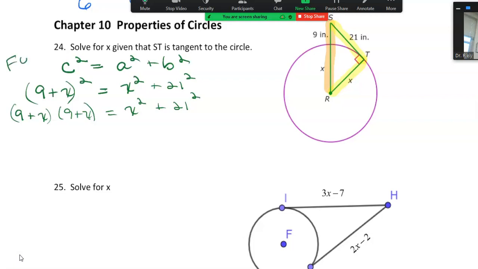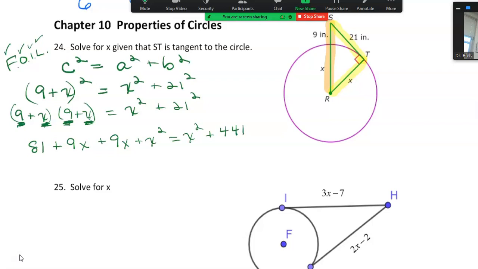So we're going to FOIL, and I have given you a practice sheet on this, but just to reiterate what's on that material, when we FOIL, we first multiply the firsts. That 9 times 9 gives me 81. So I've done the first. Now let's do the outer. That's the 9 times the x. That's going to give me a 9x. Notice the signs are coming along with them. Then I have the inner. That's going to be this 9 times this x. So that's going to be another 9x. Then I'm going to do the last, which is x times x, which is going to be x squared. That's going to equal x squared plus 21 squared, which is 441.